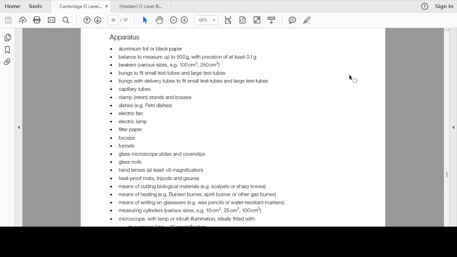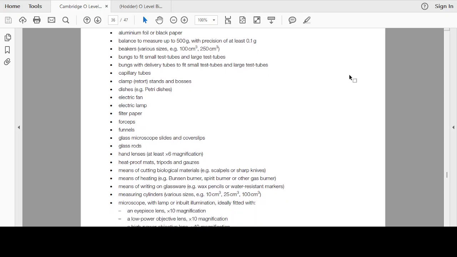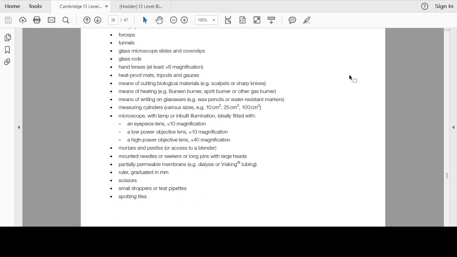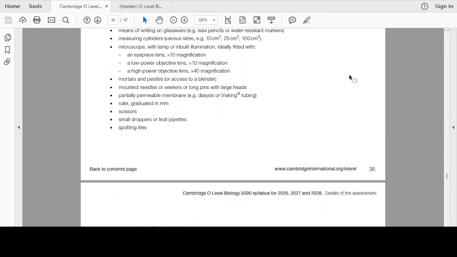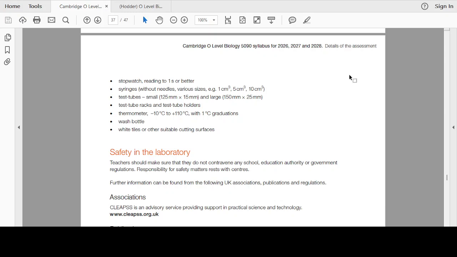Right, all the apparatus that you need to be familiar with and perhaps be able to use. And yes, right, you should know what a balance is that can measure up to 500, right? To be able to select for your experiment a balance that can measure up to 500 grams, or electric fan, right, for checking the effect of wind speed on transpiration, for example. Or glass rods or heat proof mats, tripods, and gauzes, microscope, obviously, right? Scissors. So you might need to mention that in some experiment, right? Stopwatch, syringes, wash bottle.